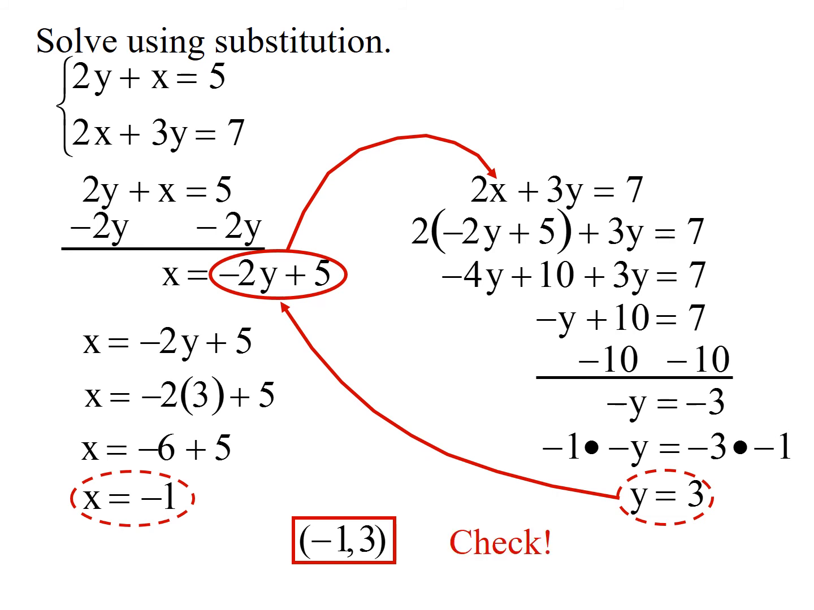If you want to check, we can plug those in. Take it up to the top. 2 times 3 is 6, plus negative 1 is 5. Doing the second equation, 2 times negative 1 is negative 2. 3 times 3 is 9. Negative 2 plus 9 equals 7.